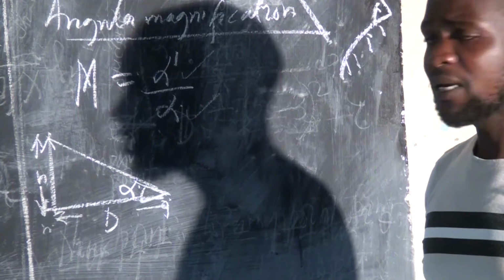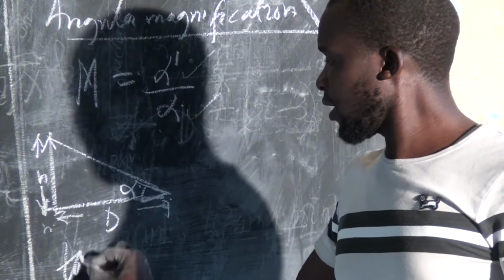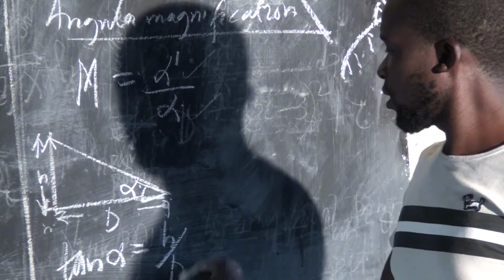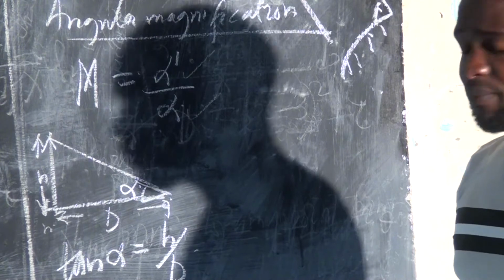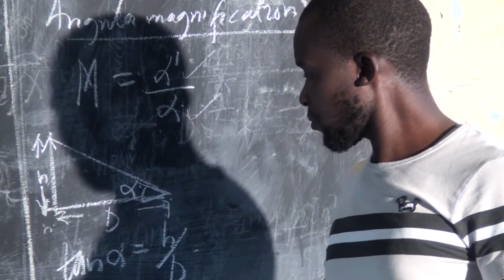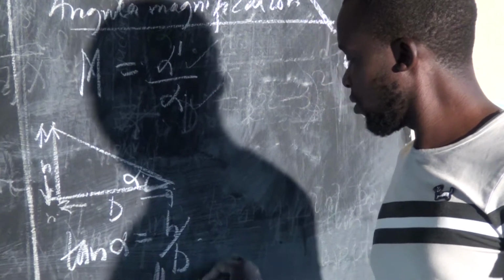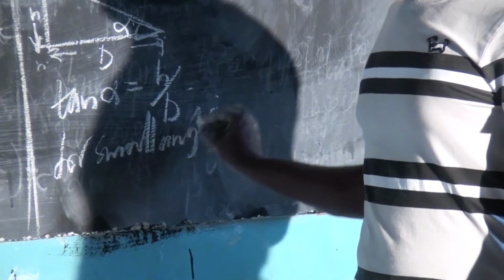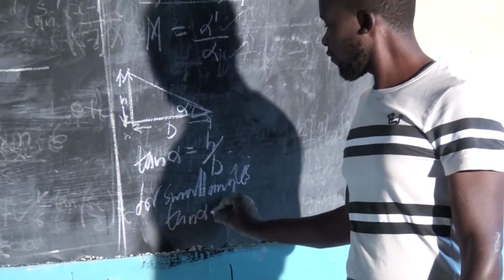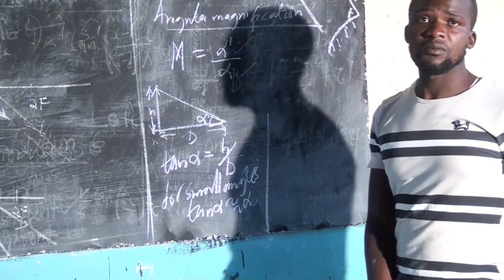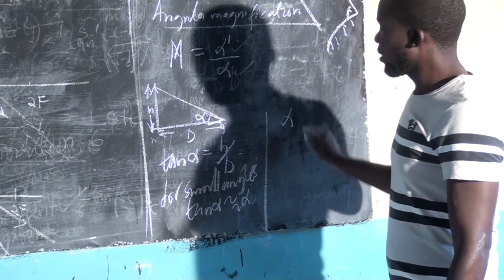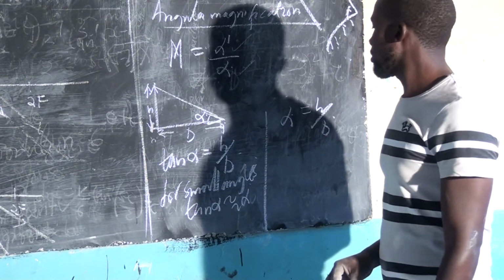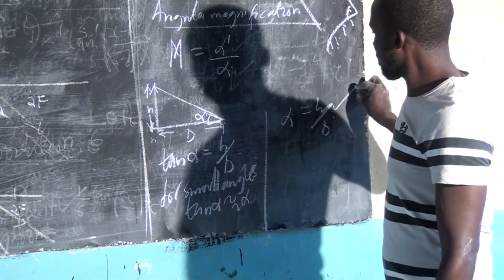We discussed that earlier. It would mean that I can have tan of alpha equal to opposite over adjacent, like that. And for small angles, do you know what that means? For small angles, you find that tan of alpha approximates to alpha. It means that alpha becomes H over D, like that. So the alpha is H over D.